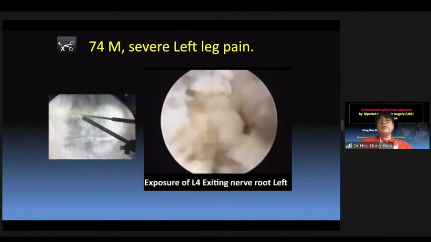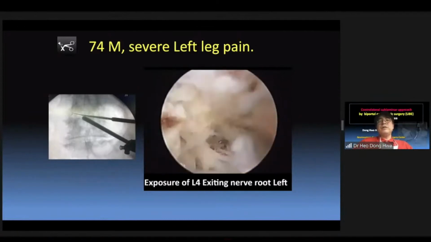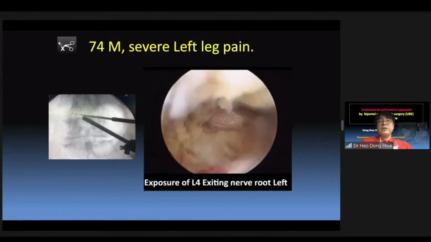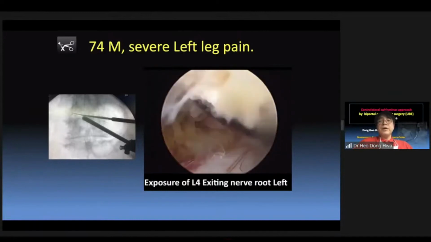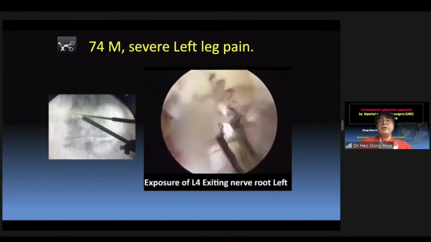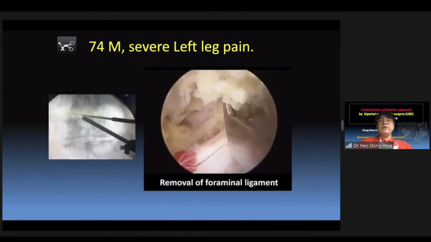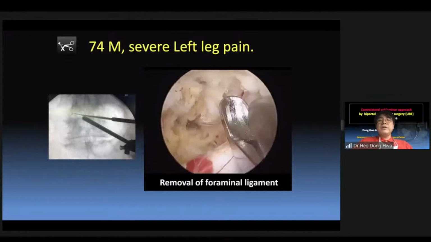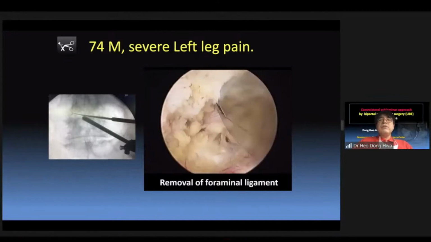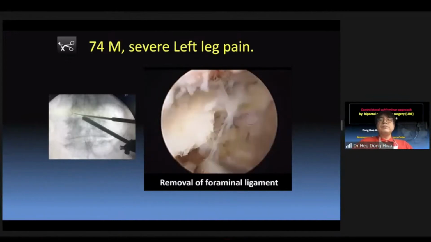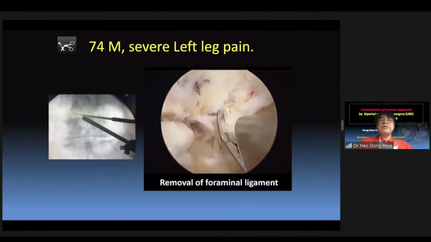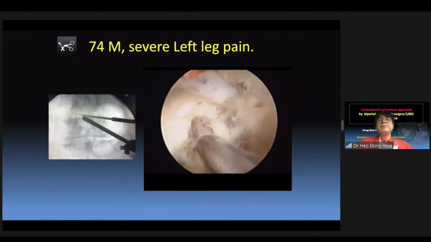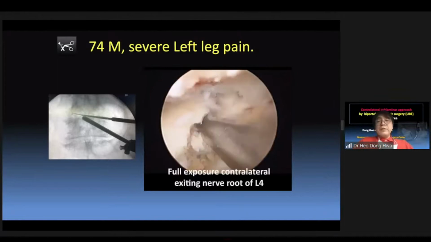Partially remove the contralateral ligamentum flavum and foraminal ligament. You can see the extending lobule here. So I remove the ligamentum flavum more laterally and more superiorly, and you can see the contralateral side. This is the superior articular process. Now I remove the foraminal ligament.